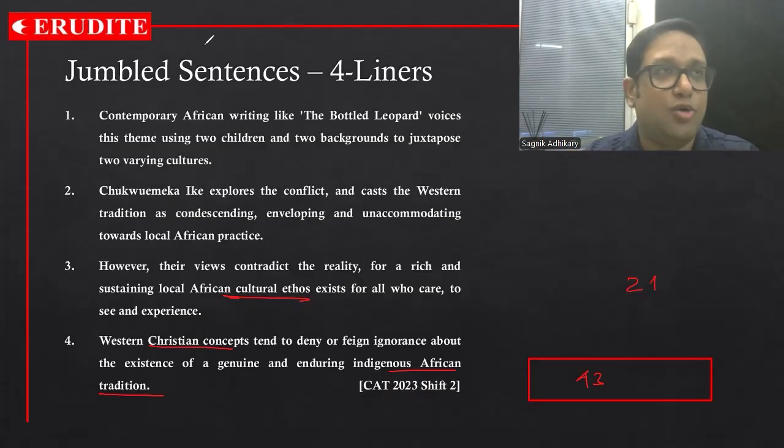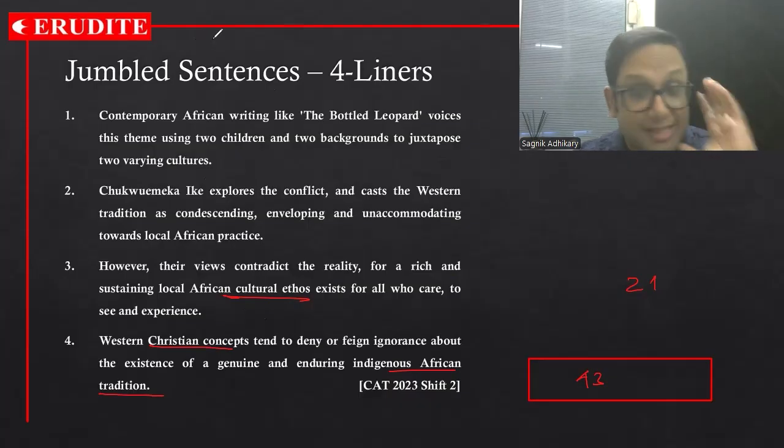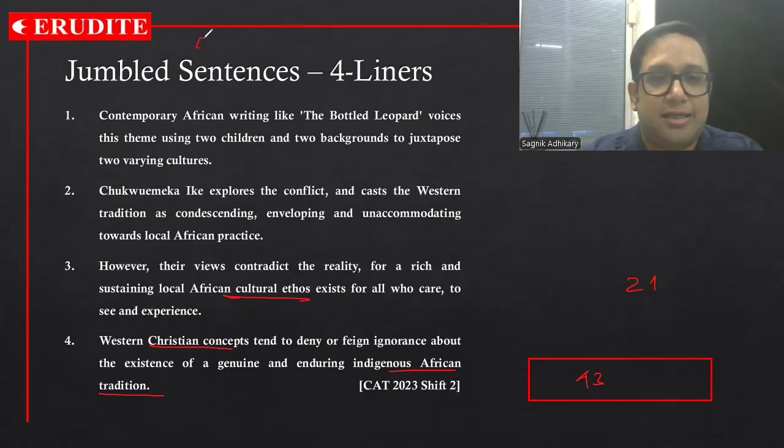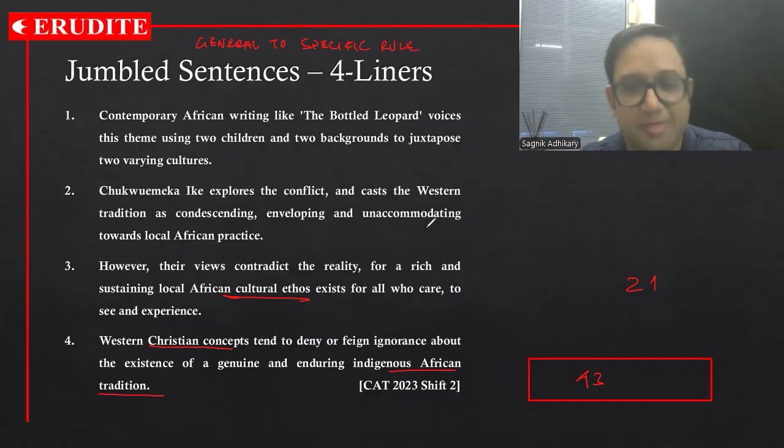Also, because we know that one of the core methodologies with which we can approach jumbles, 4-liners, placing or sequencing them is the general to specific rule. Statements go from more general to more specific.